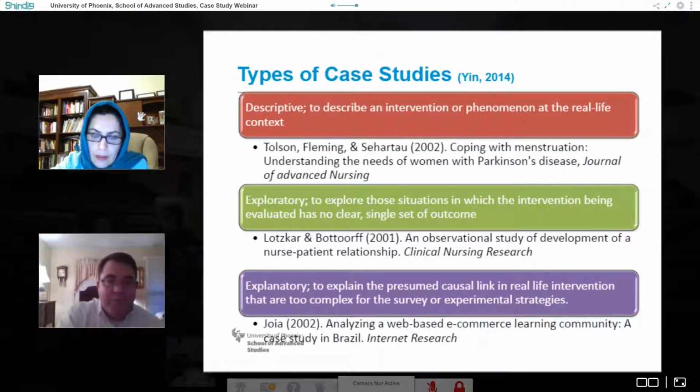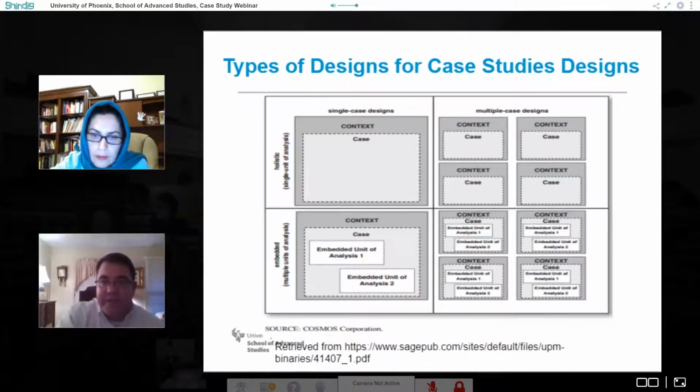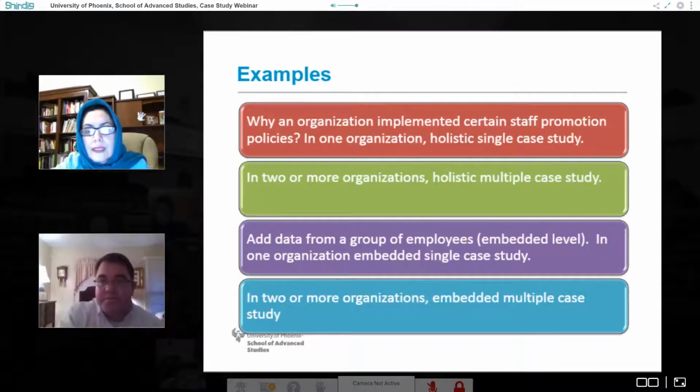We still have one more question, and we'll save that to the end. Okay, so going to the next slide. This is just an example related to single studies versus multiple case studies. So we may move to the next slide, please.